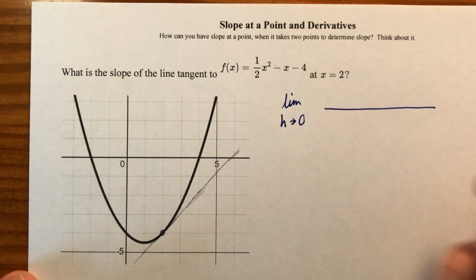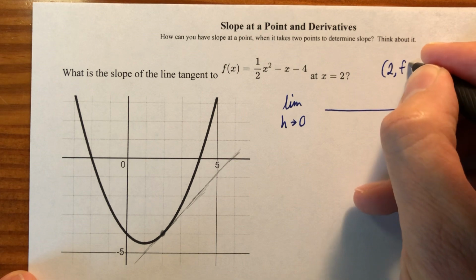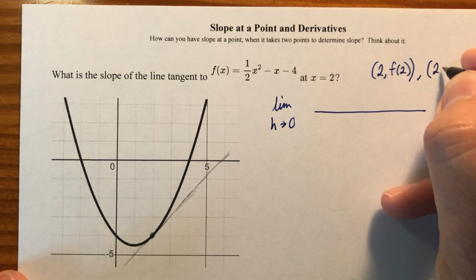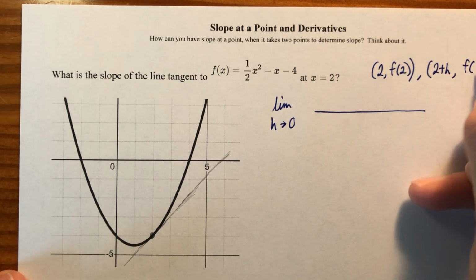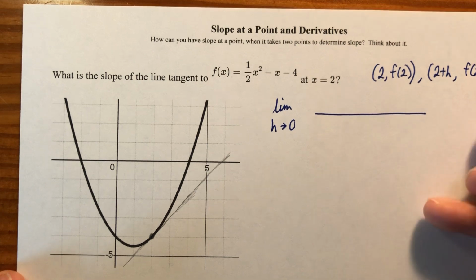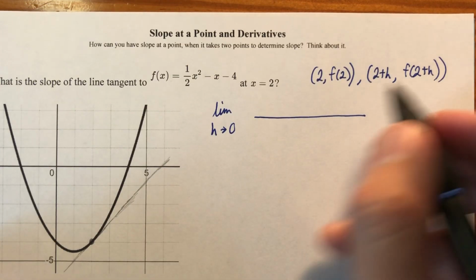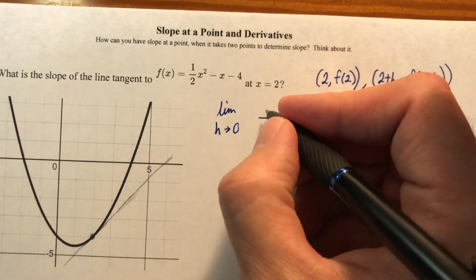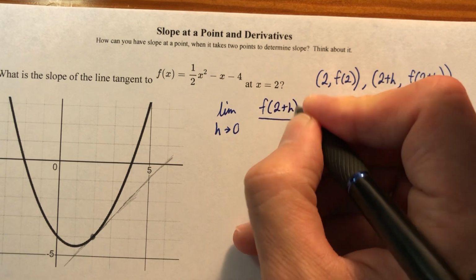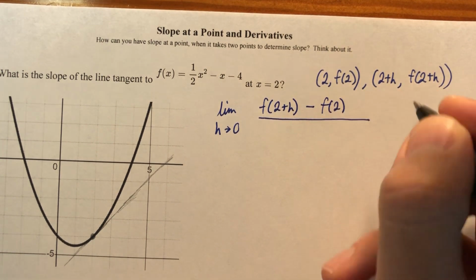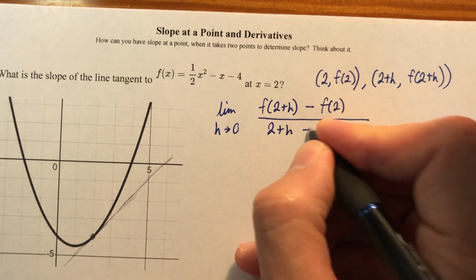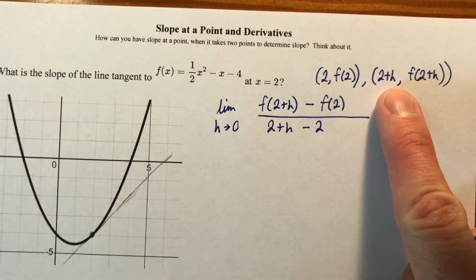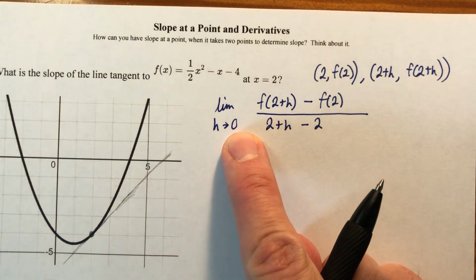I'm going to find the slope between 2, comma, f of 2, and we know that to be -4, and then 2 plus h, f of 2 plus h, but we're going to squeeze h and make it very small by taking the limit as h approaches 0. So here goes. f of 2 plus h minus f of 2 over 2 plus h minus 2. We are finding the slope between this point and this point, but we're going to squeeze h to be super duper small, like super duper small.